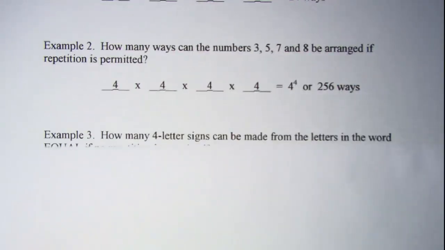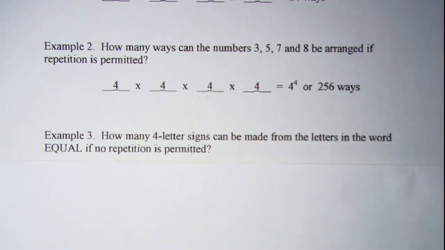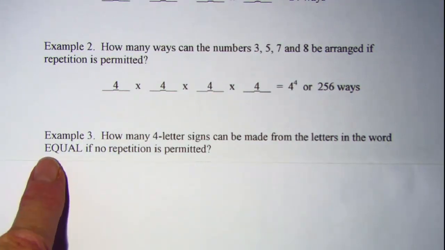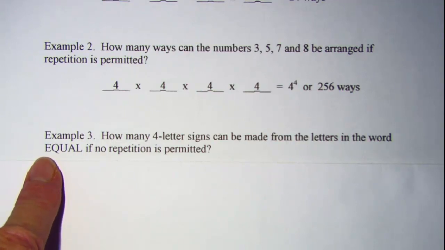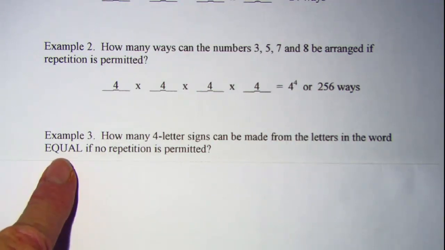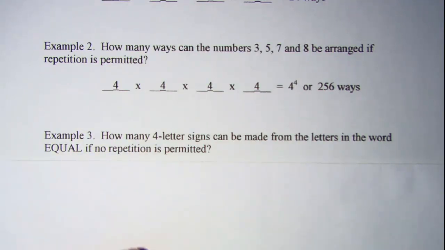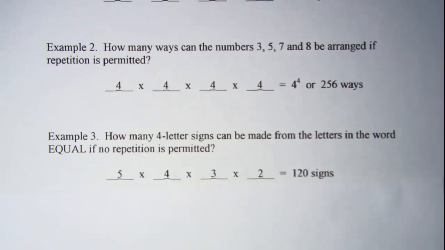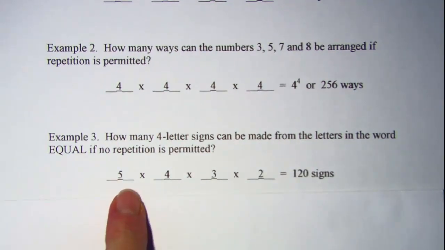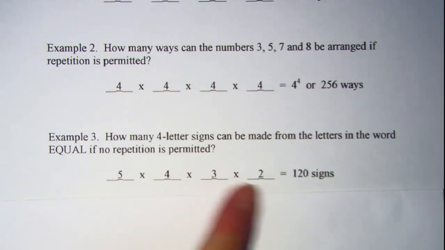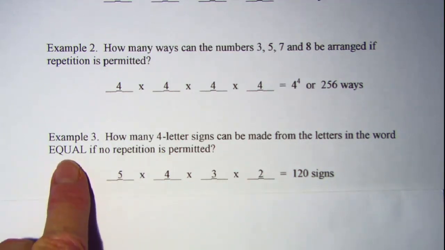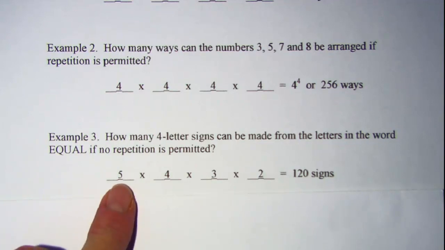Our next example: how many 4-letter signs can be made from the letters in the word equal if no repetition is permitted? We first count the number of letters in the word equal, and we see that there's 5 letters, and there's no repetition permitted, and we're making 4-letter signs. So we have 4 spots that we can fill with a letter. Since there's 5 letters in the word equal, I have 5 letters to choose from to put into this spot.